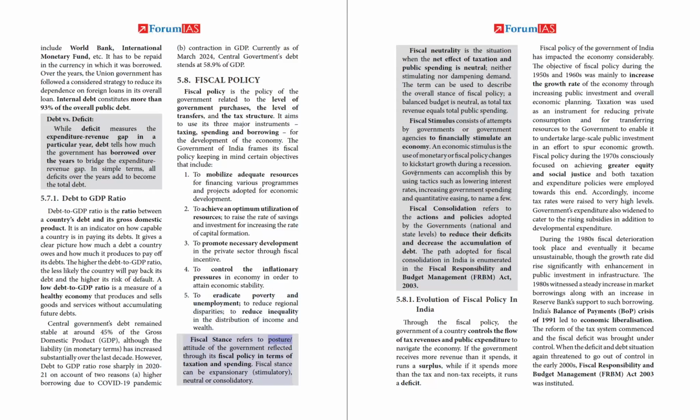Fiscal stance refers to the posture or attitude of the government reflected through its fiscal policy in terms of taxation and spending. Fiscal stance can be expansionary, stimulatory, neutral, or consolidatory.